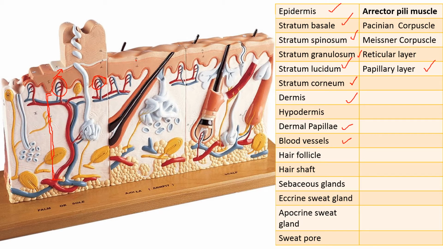Okay. The other thing that you probably noticed is this little yellow guy here. This is the Meissner corpuscle. Remember I told you it kind of pokes up into the dermal papillae. It's located between the border of the dermis and the epidermis. So that's the Meissner corpuscle. Let's look at structures in the dermis.